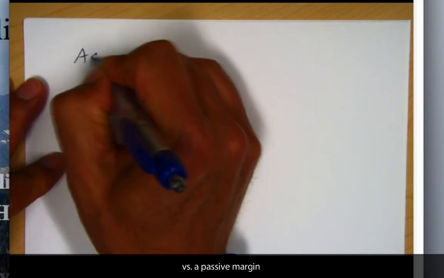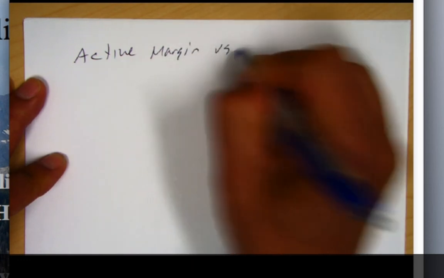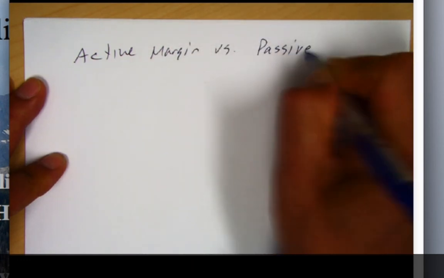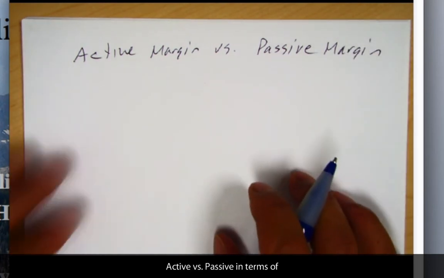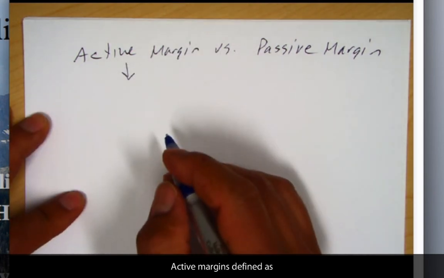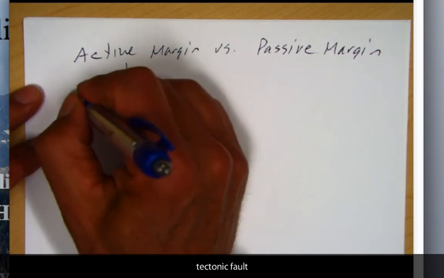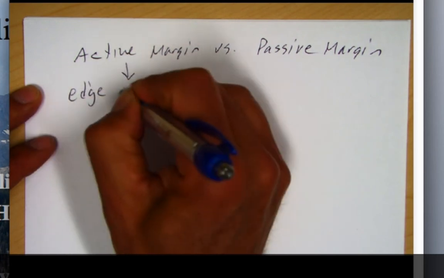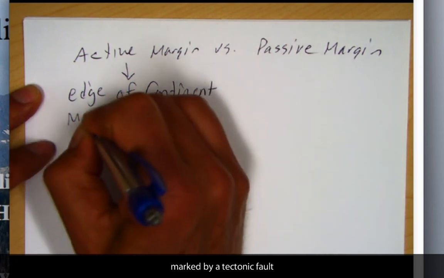Another thing I mentioned here is something called an active margin versus a passive margin. Active versus passive in terms of plate tectonics. So one thing I want you to understand about this active, I always define it as the edge of the continent is marked by a tectonic fault.